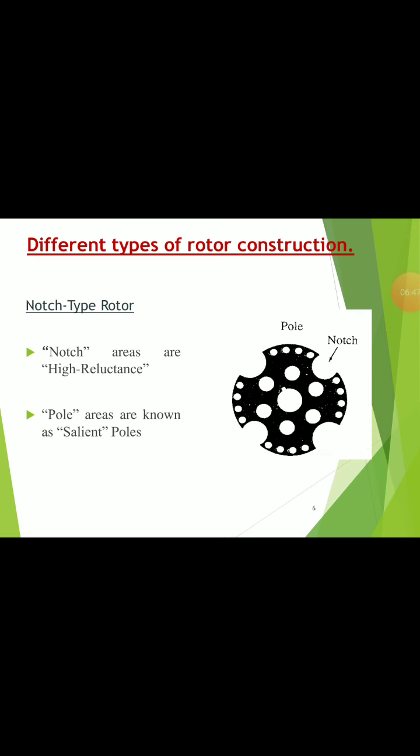Now, different types of rotor construction. First one, the notch type rotor. Here the notch areas are high reluctance. This is the pole area, this is the notch area.